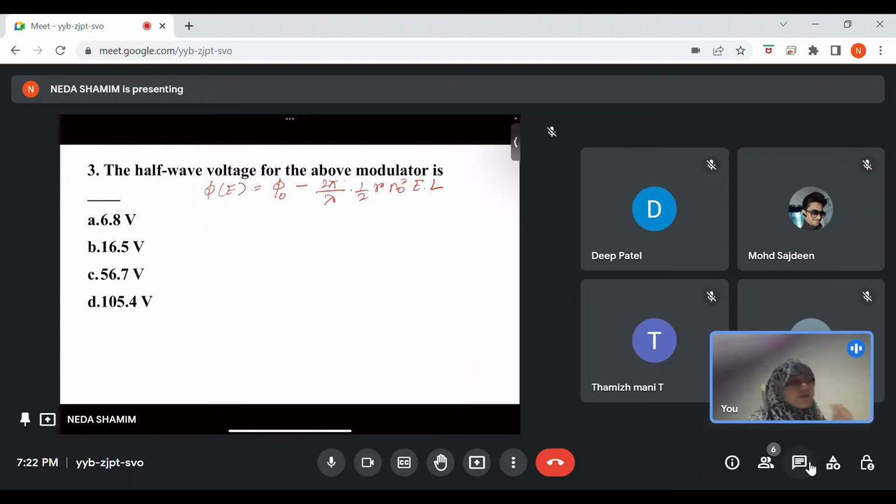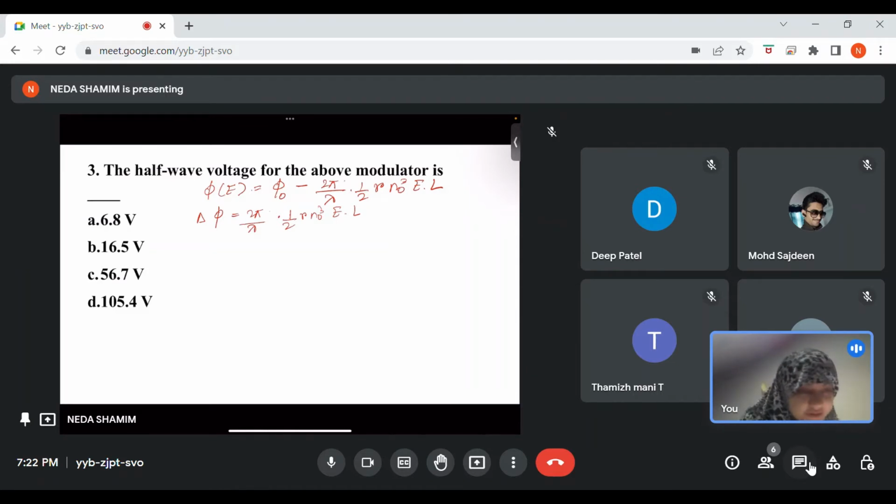So here what is your delta phi? Delta phi means the change in phase, the phase difference. Which term is your delta phi over here? The negative term, right? That is 2 pi by lambda times 1 by 2 r n0 cube E times L. Okay?